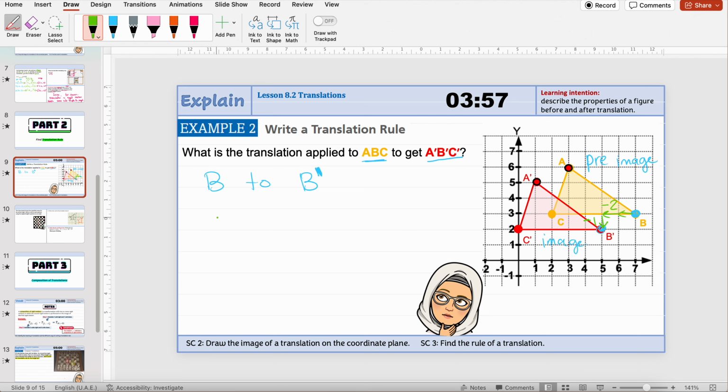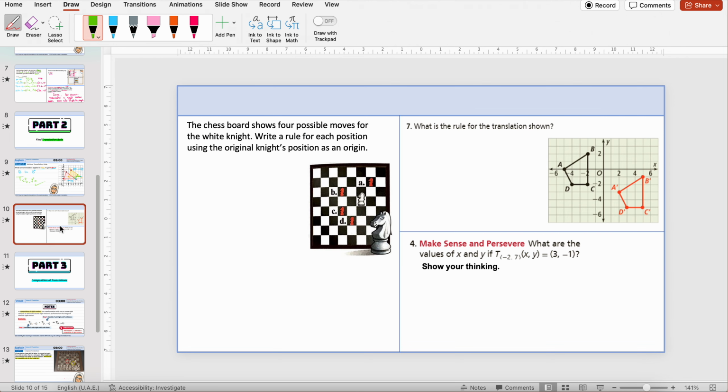How to write that down? I'm gonna write it as this translation. This is X, this is Y. How much I moved in X? Right or left? Left, 2. So 2 negative. And what about Y? Up or down? Down, 1. So 1 negative. That's it.